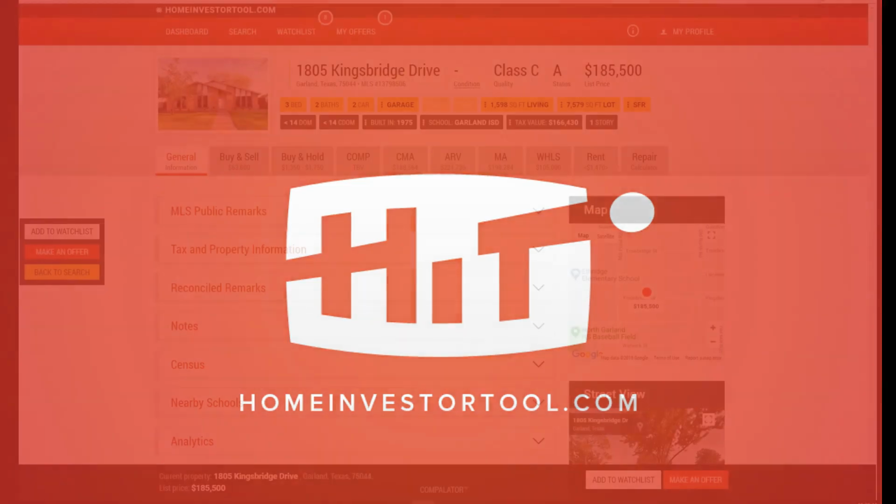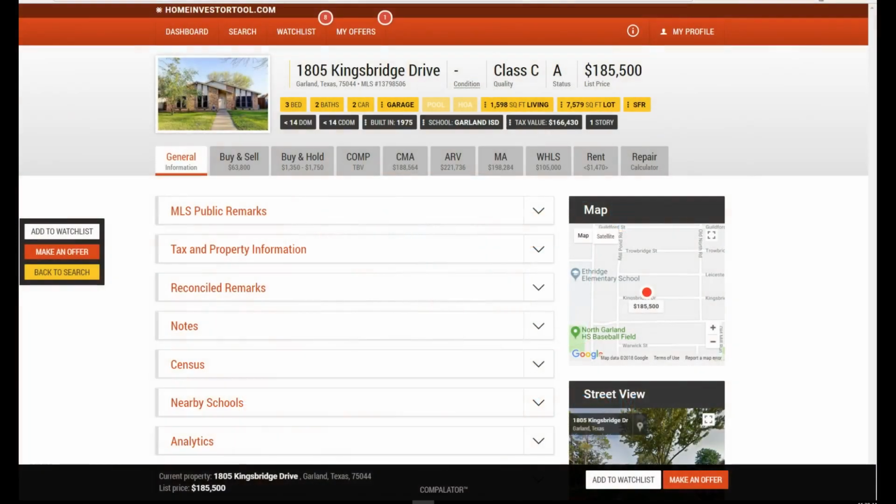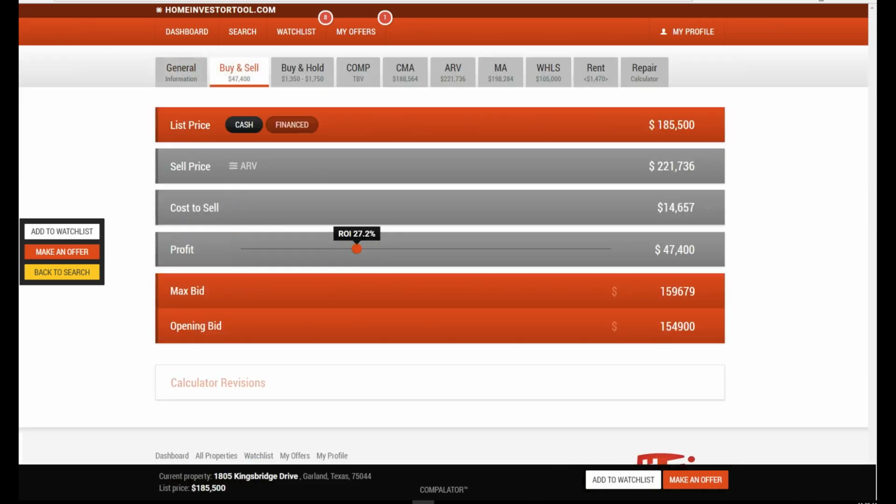The buy and sell, or buy and flip calculator, is one of the cornerstone calculators of the HIT product. It's located in the General tab underneath the header, second from the left. Click here, and you open one of the two core calculators in your decision to buy, and will identify your bid parameters, and that's the goal of this calculator.